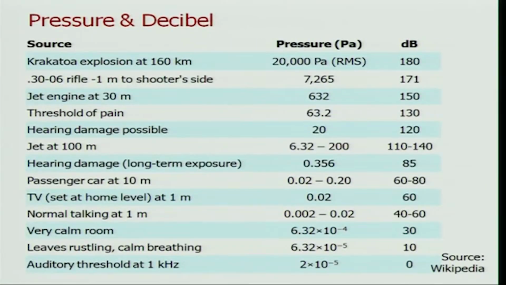So what this chart shows is the calculation of decibels corresponding to different values of pressure. For the auditory threshold, 20 micropascals corresponds to 0 dB, a very calm room is 30 decibels, corresponding to 6.32 times 10 to the power of minus 4 pascals. If I have a TV running, about 0.02 pascals, so these are approximate values. So 0.02 pascals corresponds to 60 dB. If there's a passenger car, it's about 60 to 80 dB, and so on and so forth. So you can calculate decibels using these relations.